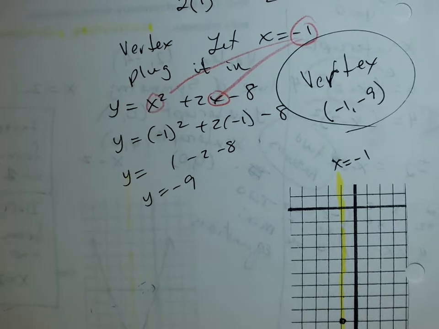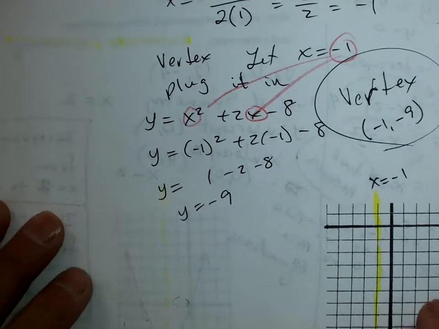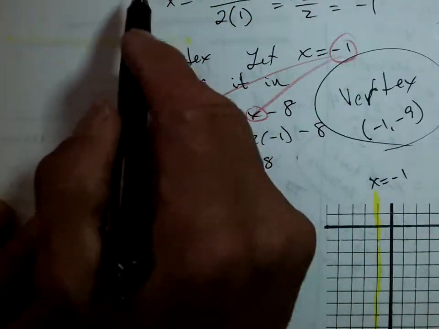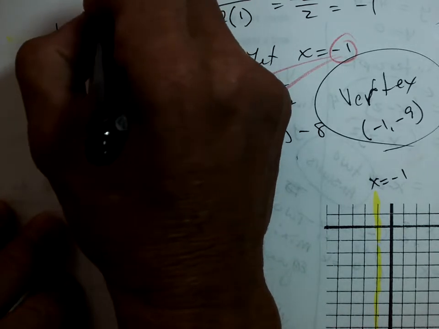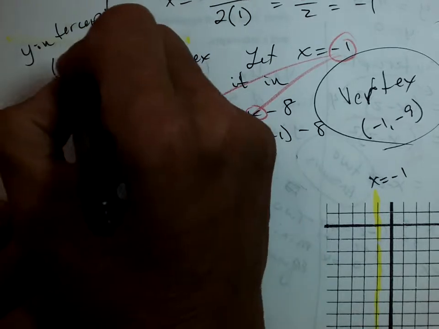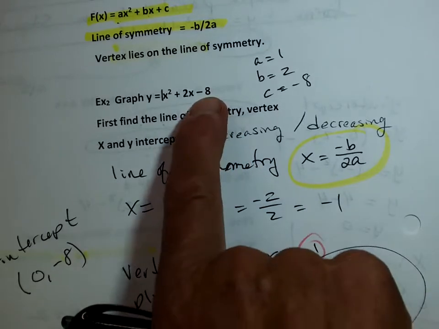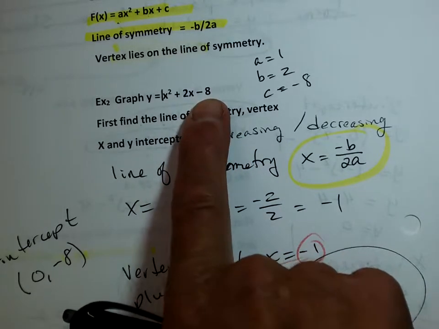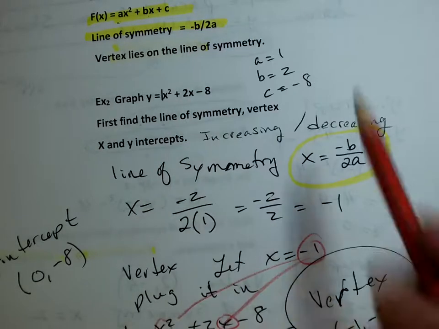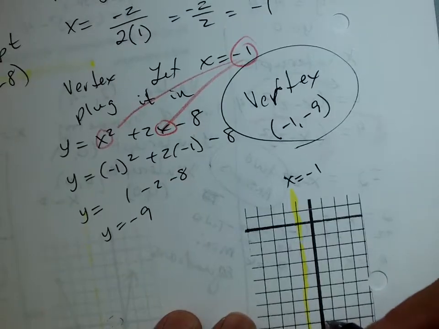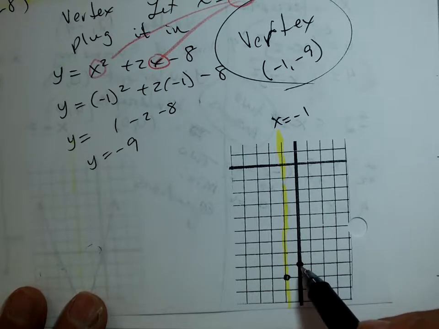Now, the Y-intercept. I like the Y-intercept. Let me shift this over for a second so you guys can see it. The Y-intercept is the easiest of all. The Y-intercept is the value C, so it is going to be 0, negative 8. Just like on a regular graph, the Y-intercept is that number right there. My Y-intercept is always the C value, so that's easy to graph. There's my point right there.